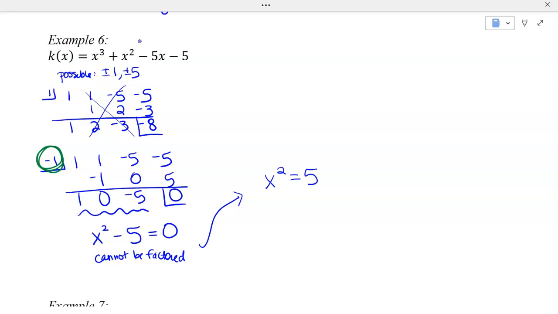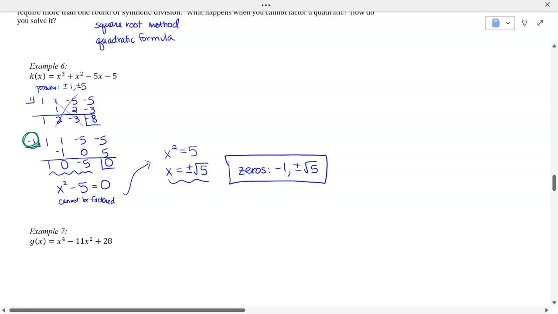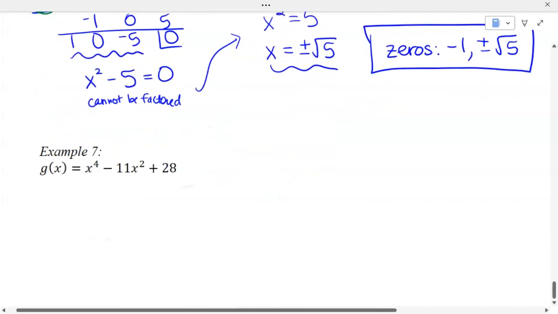And then if we want to solve for x, we're going to take the square root of both sides. And don't forget, when you take the square root of both sides, you are going to get plus or minus the square root of 5. And so here, our zeros are going to end up being, we had already found -1, and now we have plus or minus the square root of 5. All right, let's go through another example to demonstrate this.